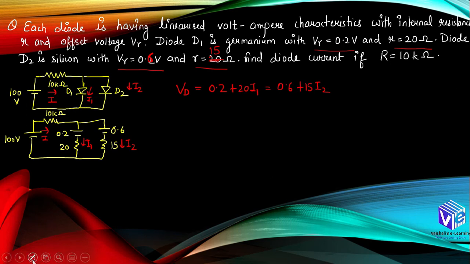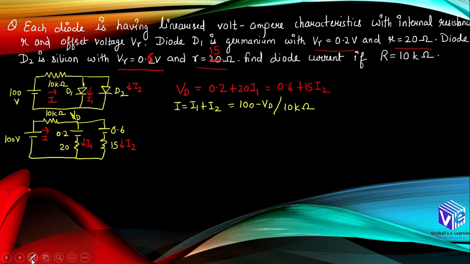Now how can I represent I1 and I2? We know I1 plus I2 is equal to I, right? So now what is I? I is 100 minus VD. If I take the input voltage over here, 100, minus the voltage over here, which is VD, upon 10 kilo ohm, this would be my I. So I can represent it as 100 minus VD upon 10 kilo ohm. This is my I, that is I1 plus I2. So from here we can find out what is I1 and what is I2 as well.